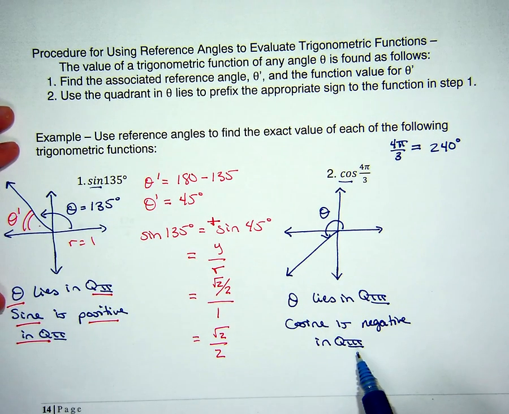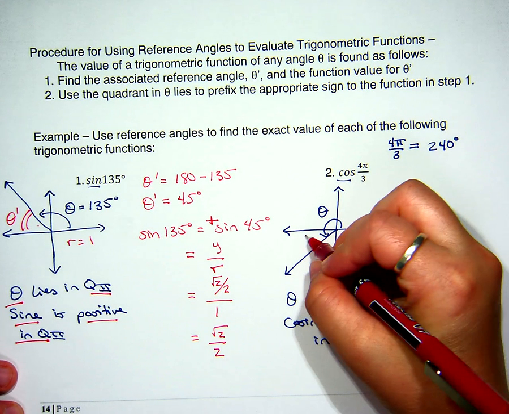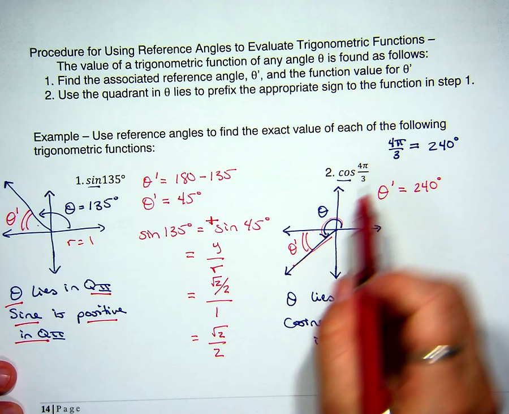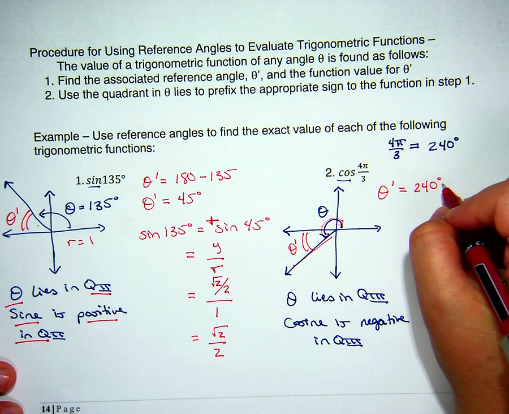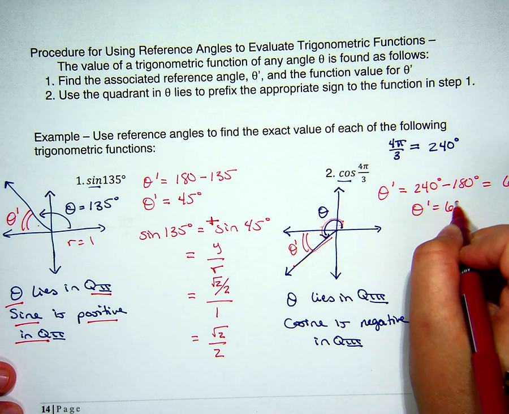Cosine is negative in quadrant 3. Okay, let's find our theta prime from our terminal side to the x-axis. There's my theta prime. In order to come up with my theta prime, I'm going to take the entire value of theta, 240 degrees, and I need to subtract off this half rotation up here, this top piece. So I could say minus 180 degrees. That will get me 60 degrees, so theta prime is 60 degrees.